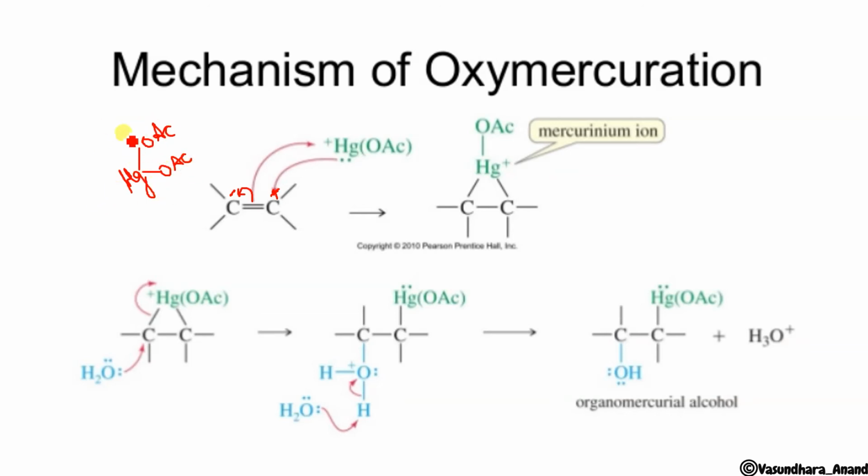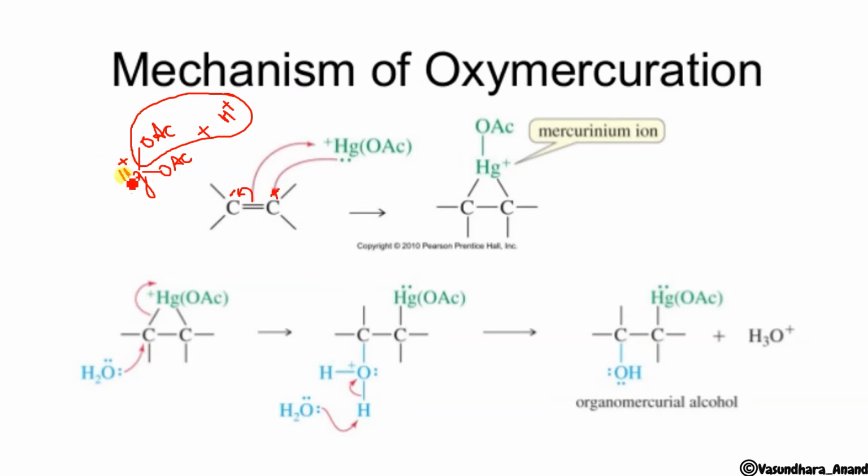Actually, this is the mercuric acetate formula. So when it reacts in presence of acid, what happens? This will happen in presence of any mineral acid. So this bond will come out, and here it will create a positive charge.